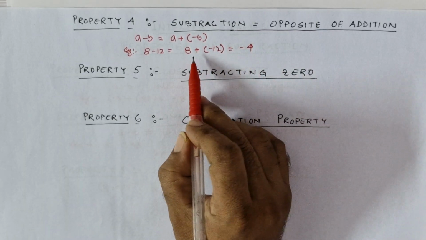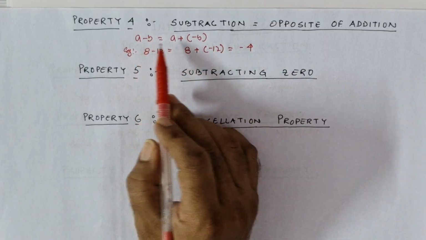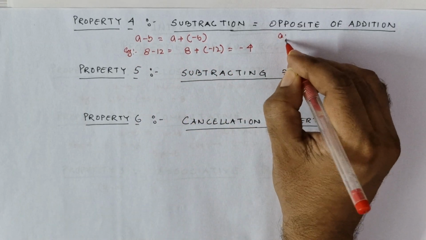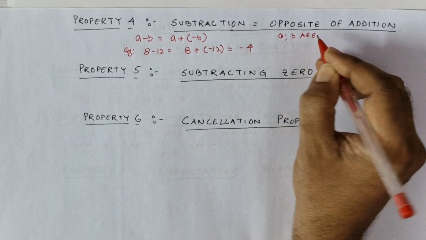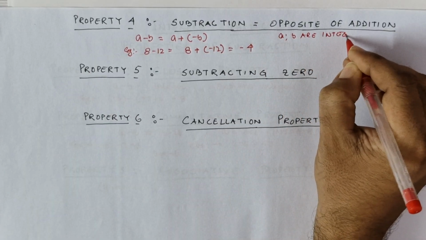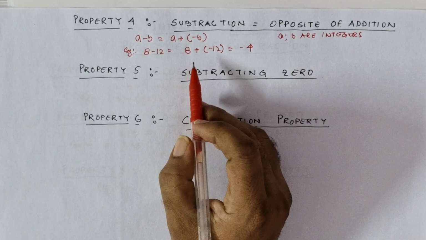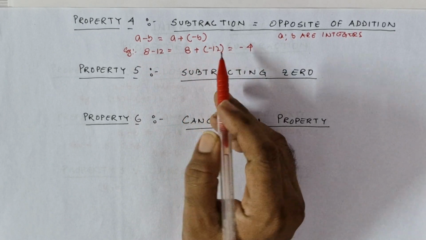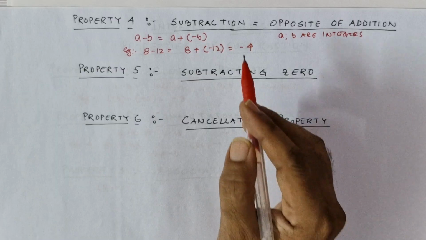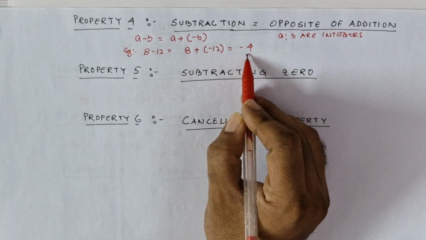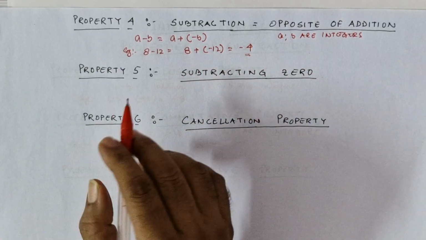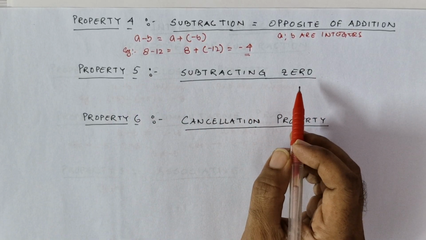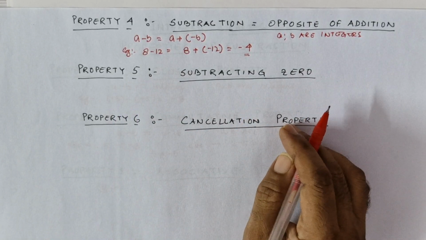So now if you have written the subtraction in terms of addition of integers, A and B are integers, okay? Always remember we are dealing with integers. So now when you have represented a subtraction in terms of addition, you can apply the rules of addition, and you will get the answer. Okay, let's come to property 5, that is subtracting 0.